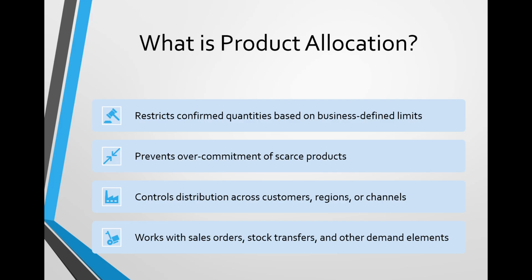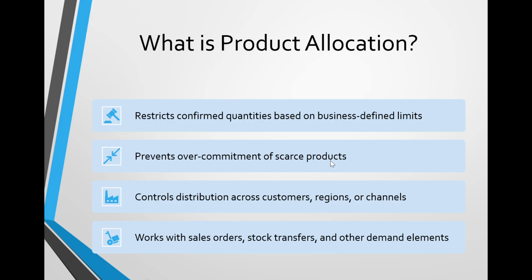First, what is product allocation? The name itself indicates that it allocates the product intelligently, which means it will restrict the confirmed quantity based on the business defined limits. Every company will define some predefined business rules. Based on those rules, we have to allocate the product even though stock is available. It prevents overcommitment of scarce products.